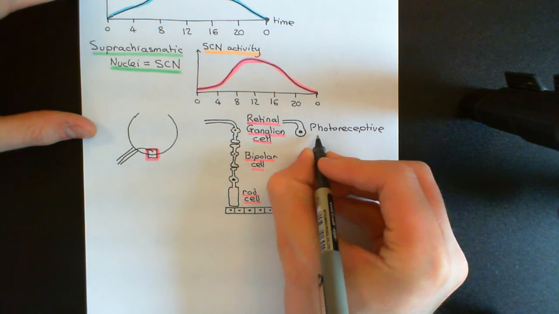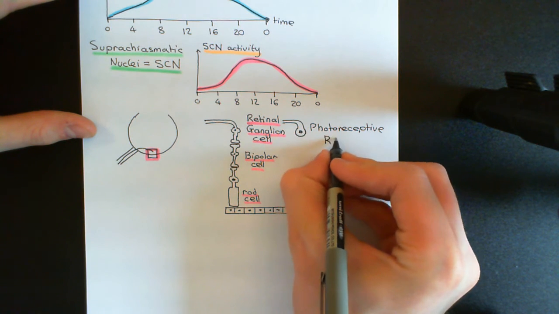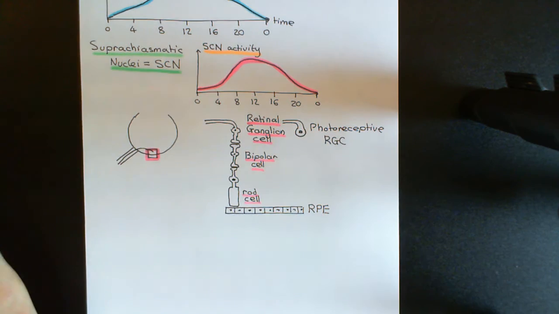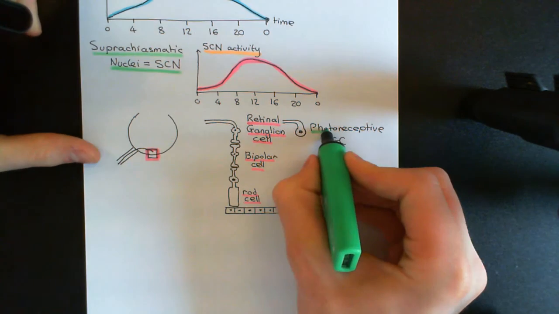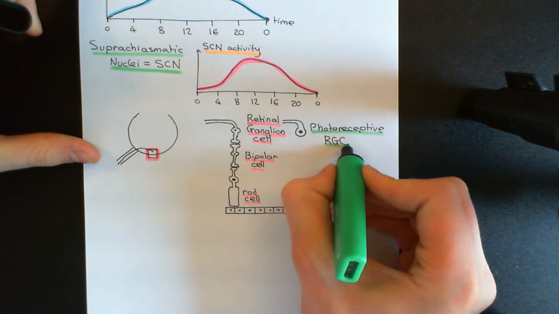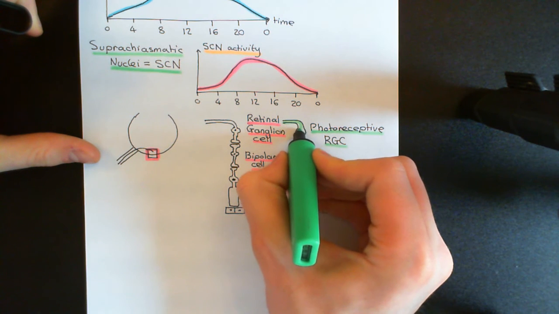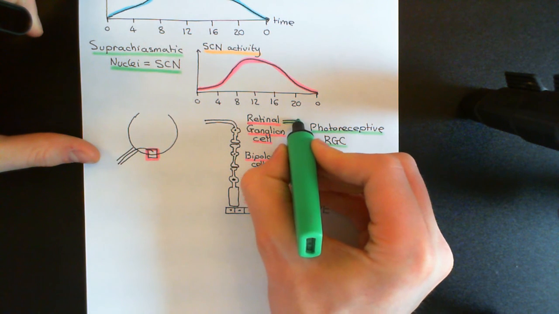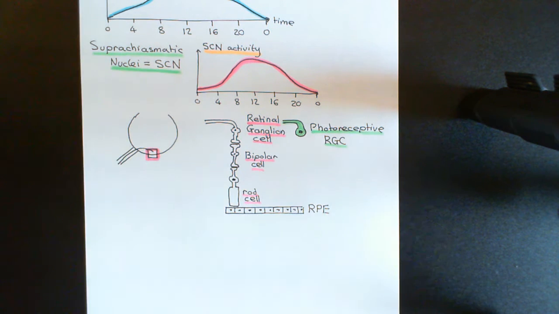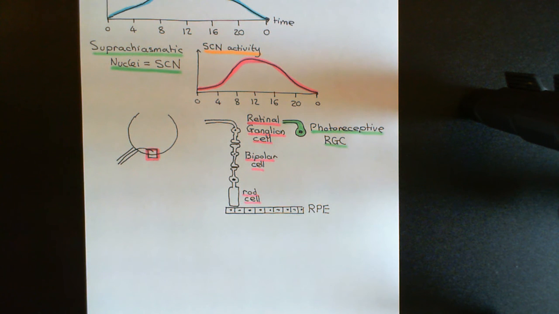So this is often abbreviated to a photoreceptive retinal ganglion cell, a photoreceptive RGC. So you have a special population of retinal ganglion cells known as the photoreceptive retinal ganglion cells, and these are the ones which are going to be giving information to the suprachiasmatic nuclei. And let me stress, these are rare retinal ganglion cells. Most of the retinal ganglion cells are not photoreceptive.